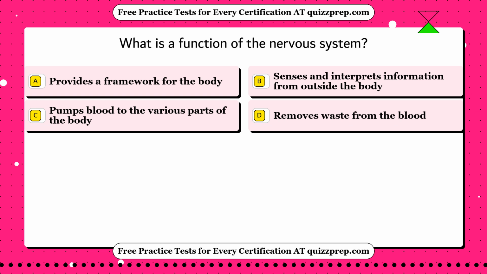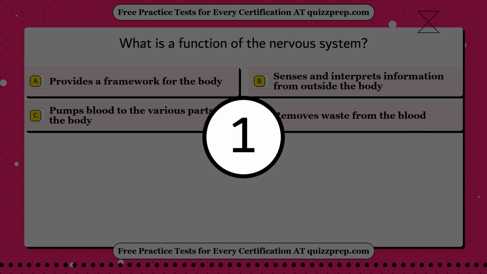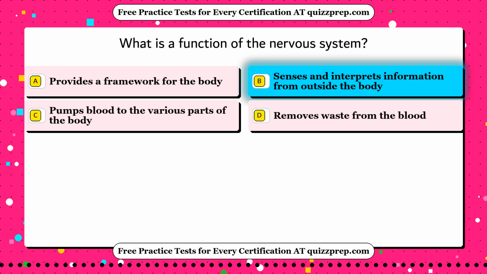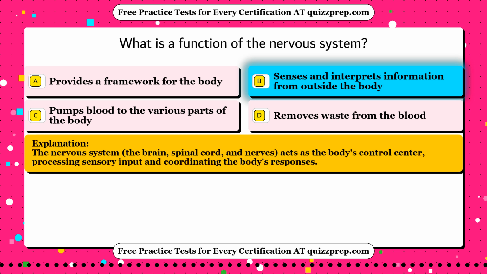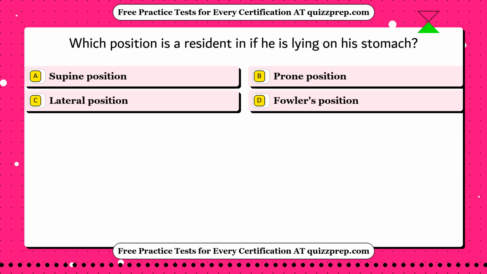Question 86. What is a function of the nervous system? Option A, provides a framework for the body; Option B, senses and interprets information from outside the body. Option C, pumps blood to the various parts of the body. Option D, removes waste from the blood. The correct answer is option B, senses and interprets information from outside the body. The nervous system, the brain, spinal cord, and nerves, acts as the body's control center, processing sensory input and coordinating the body's responses.